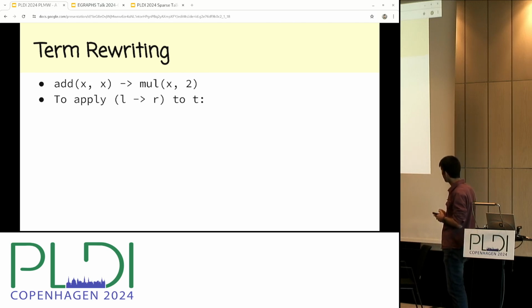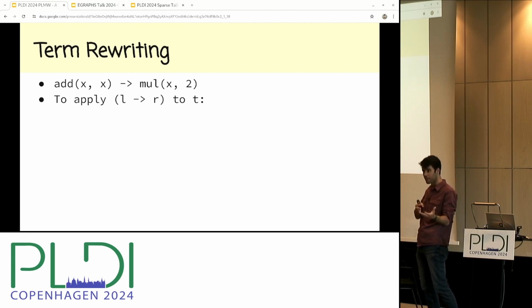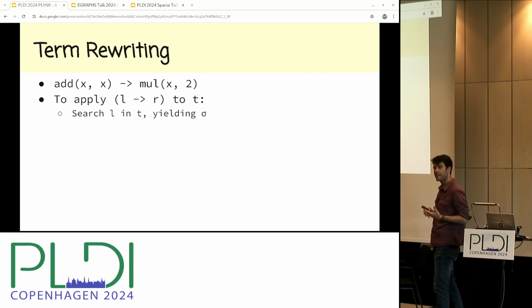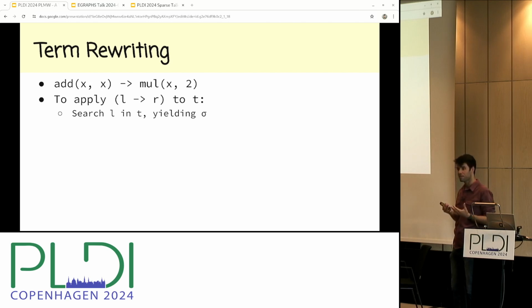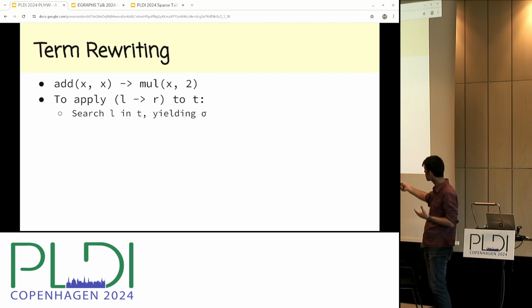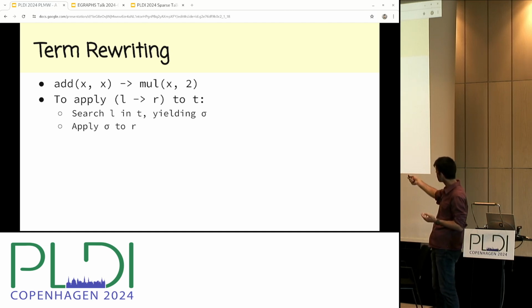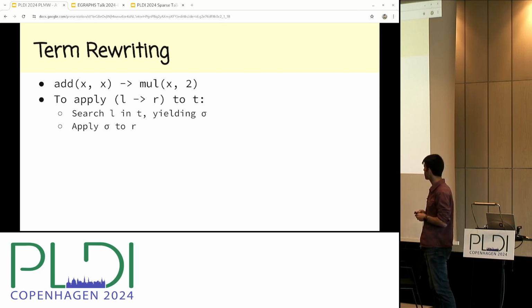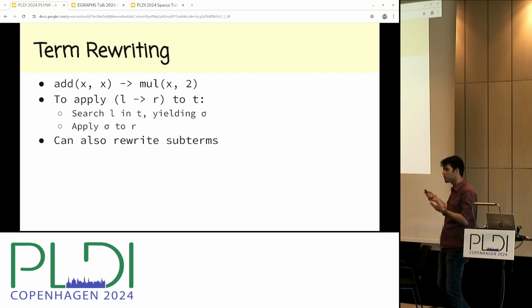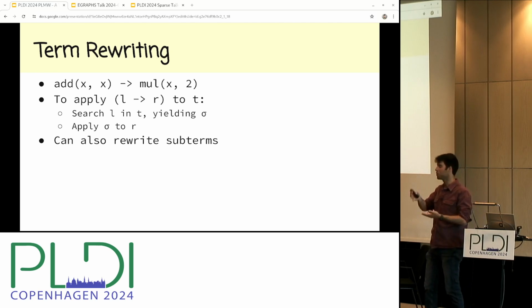Well, if I want to apply a rewrite from the left-hand side to the right-hand side to a term t, I'm going to search for the left-hand side in t, and that yields a substitution, right? This substitution is going to map the variables in the left-hand side to subterms of t, the term that I'm searching in. And then I apply that substitution to the right-hand side, filling in these named holes with the subterms of t from the substitution. And then that's my transformed term. As I've phrased it here, we're only doing term rewriting at the very top level, but you can also apply this to the subterms as well.